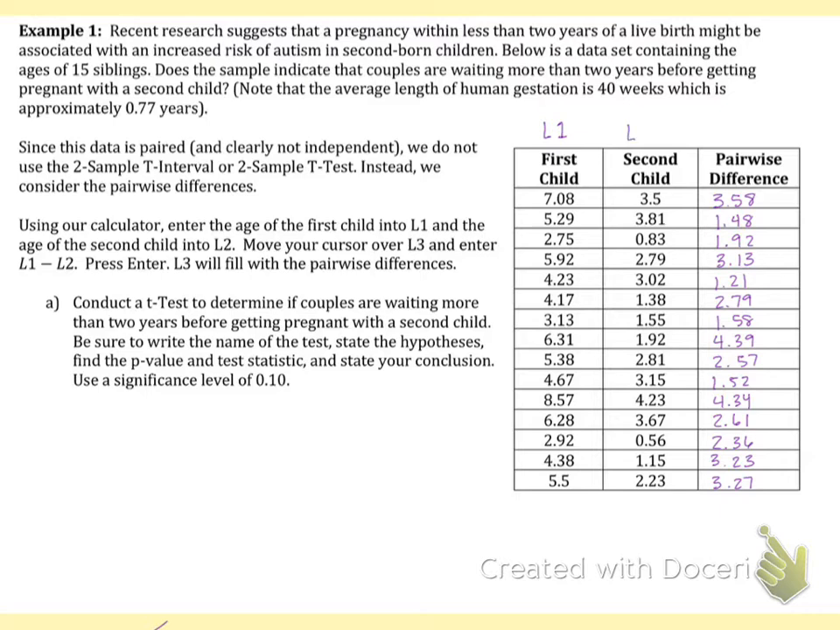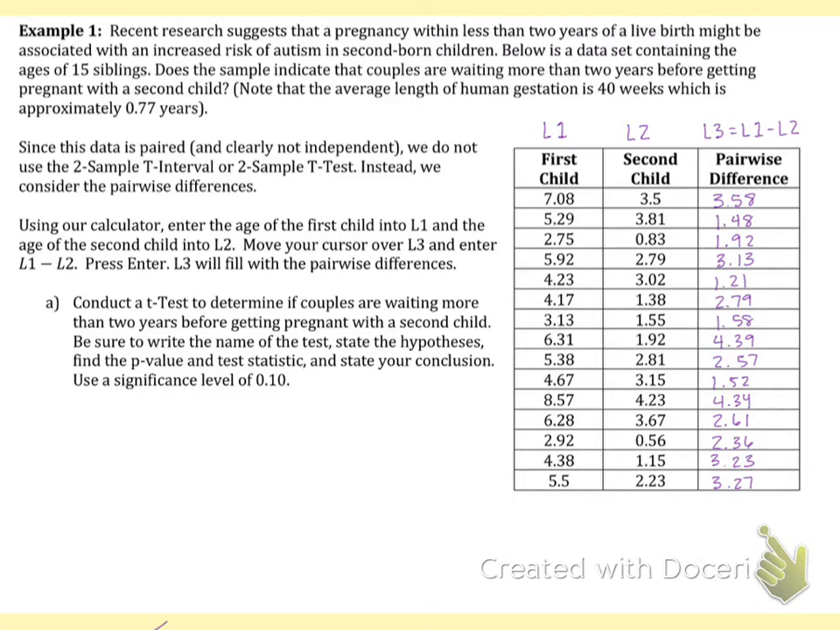So what we want to do is put the ages of the firstborn children into L1 and the ages of the secondborn children into L2. And then in L3, we're going to subtract L1 minus L2 so that we can find the difference between the two samples. So if you move your cursor up to where it says L3, you can then type L1 minus L2 and it will automatically populate. So you shouldn't do this by hand. It should populate when you hit enter after this, and you should get these pairwise differences for L3.